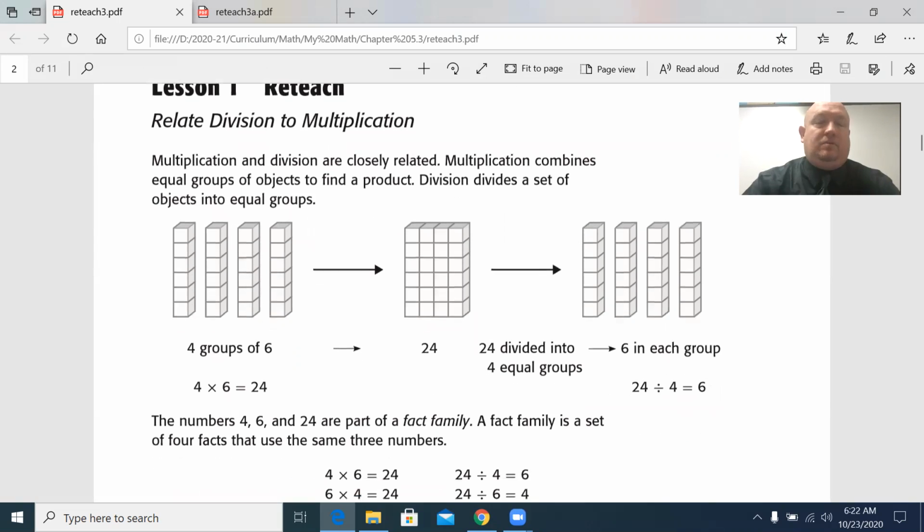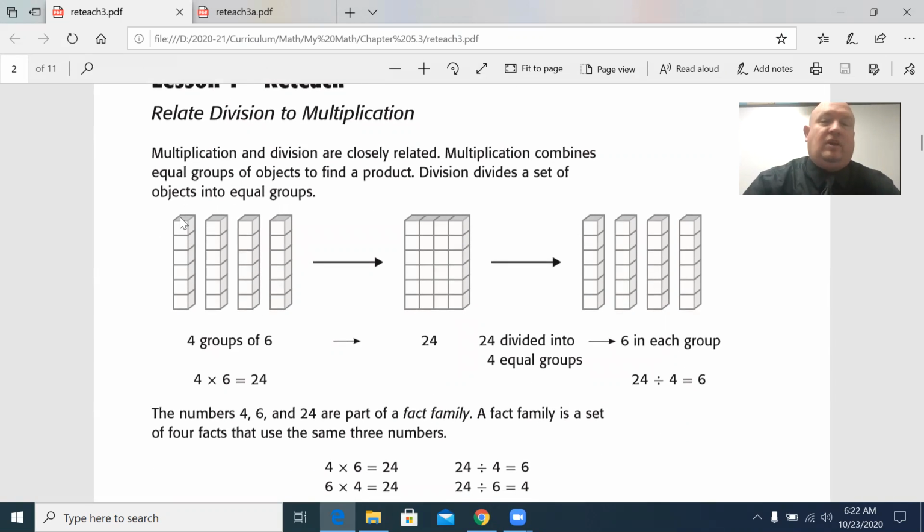So for example, if I took 4 groups of 6, and I'll count these out just so you can know that I'm not lying that there's 6: 1, 2, 3, 4, 5, 6. And there's 1, 2, 3, 4 groups. That gives me a multiplication problem of 4 times 6. If I put them all together, I'll push them like that. Now I have those 4 columns of 6. It gives me 24. I could opt to count them: 1, 2, 3, up to 24. So 4 times 6 is 24.